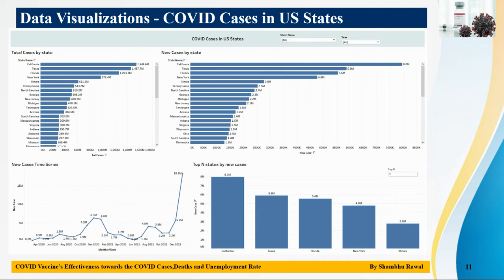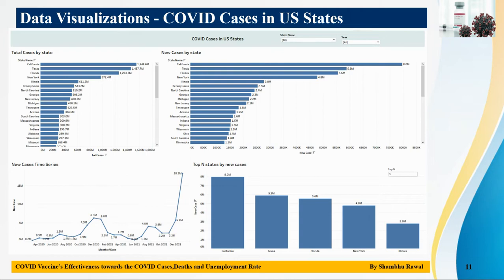In the line chart below, the new cases are on the y-axis and the period is on the x-axis. It shows COVID new cases from March 2020 to January 2022. In March 2020, there were 0.2 million total new cases, and in January 2022, there were 18.3 million total new cases. January 2022 is the worst period, where the new cases were highest compared to other periods.